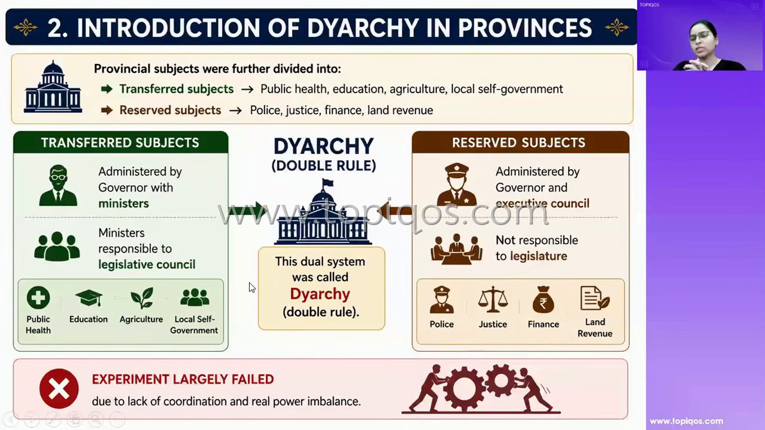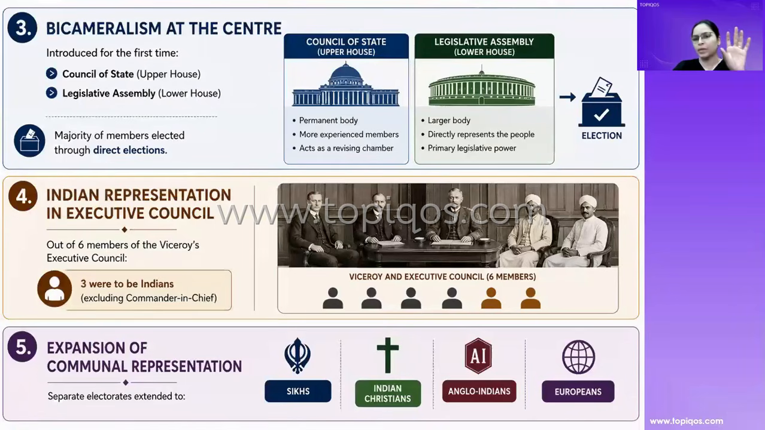Further, the provincial subjects were divided into two parts, which is known as the system of diarchy: transferred subjects and reserved subjects. Transferred subjects, TLC is the formula which you need to remember. They were administered by the governor with the help of ministers being responsible to the Legislative Council. What is the formula? TLC. Reserved subjects were administered by the governor and the Executive Council without being responsible to the legislature. Formula is RE. Okay. But however, this failed, and please remember, local self-government, education, public health, and agriculture were a part of the transferred subjects.